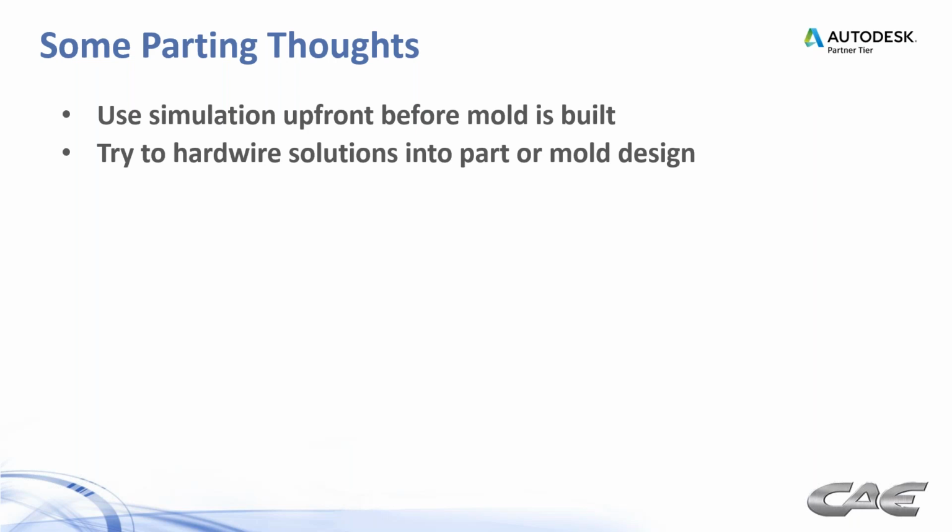So we want to make sure we have uniform wall stock and do your part feasibility studies. Make sure you're placing your gates right, make sure you're placing your cooling lines right. All of those things give you a bigger and bigger and bigger molding window to work in. So let's try to hardwire solutions into the part and mold design. And again, the only way to do that is to do this well in advance.